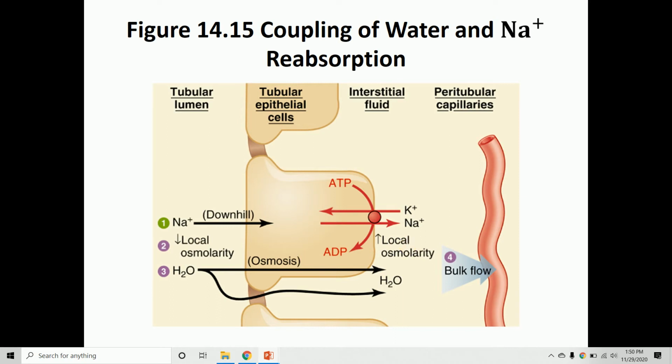Now we want to understand the coupling of water and sodium reabsorption. Wherever sodium goes, water is going to follow by osmosis. That's the process that happens here. Sodium is being reabsorbed, which decreases the osmolarity in the tubules. So water will follow sodium by osmosis, either transcellular or paracellular, which is a little bit harder because it has to go through these tight junctions. And then that water will just bulk flow into the peritubular capillaries. Water, though, as it passes by osmosis, needs to go through these aquaporins. These are channels that are specific for water.